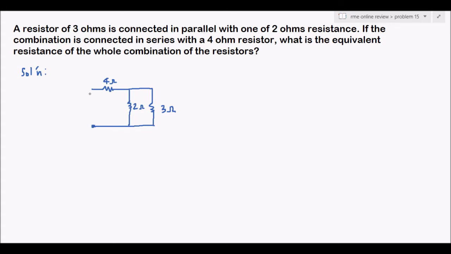Okay. According to the problem, we now need to get the equivalent resistance of the combination. This is a series-parallel combination, wherein if the circuit is simplified, the equivalent simplified circuit is a series circuit.